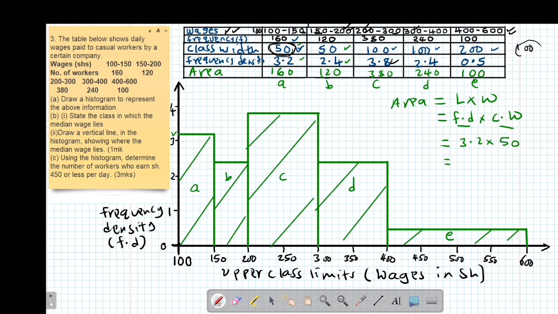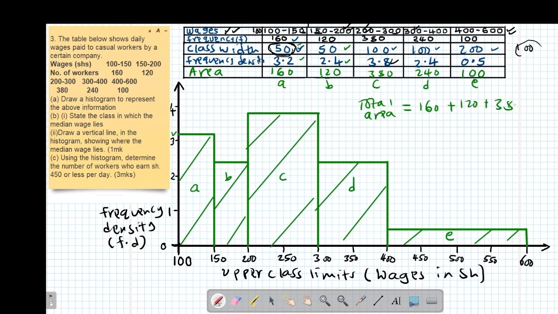Therefore, we need to find the total area so that the midpoint is going to lie at a half of that particular area. Therefore, the total area will be the areas for A, B, C, D, and E added together. So total area will be 160 plus 120, then plus 380, then plus 240, then plus 100. I'm going to get a total area of 1000.